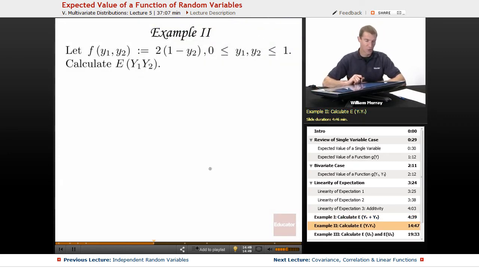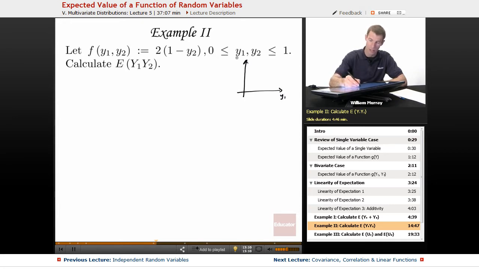In example 2 here, we've got a joint density function of 2 times 1 minus y2, and y1 and y2 are both bigger than 0 and less than 1. Let me graph that before we go any farther. That's a simpler region than we had in example 1 because that's just a square region.